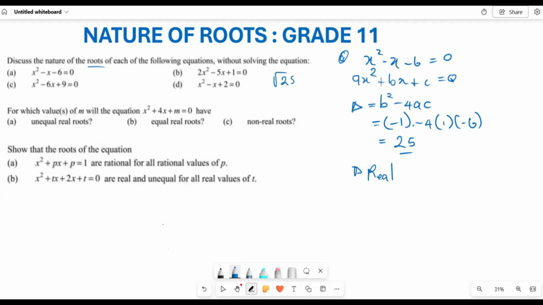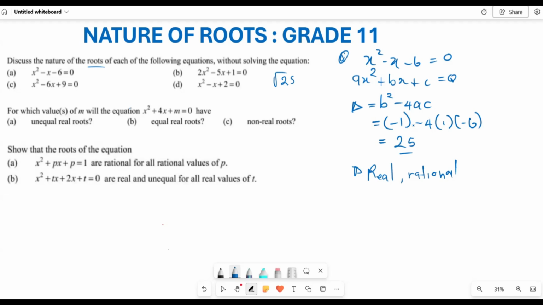Can you see that this is going to be a real number? Are you fine? Which means this number is real. What else can you say from here? We are also saying the roots here are going to be rational, because they are going to give you a positive natural number whenever you are finding out the nature of roots. So that's what you are going to have in here.